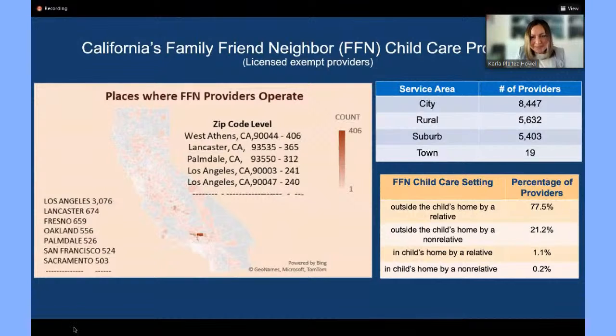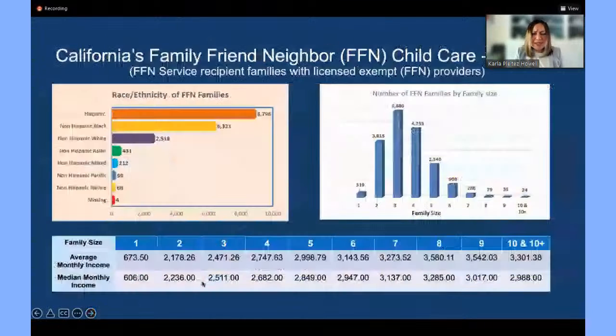Next slide, please. And then just who do family, friend, and neighbors serve in the state of California? The first colorful chart you see, over half of the families served by family, friend, and neighbors are Latinx and Black families. And the families served are living significantly below the poverty rates of California.